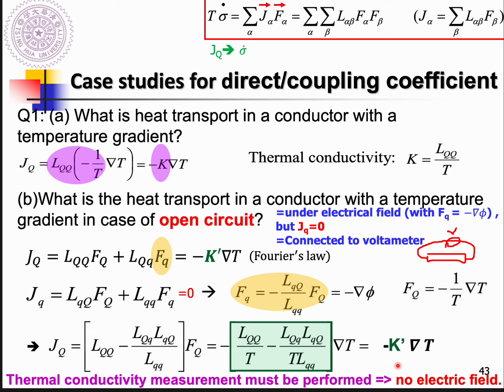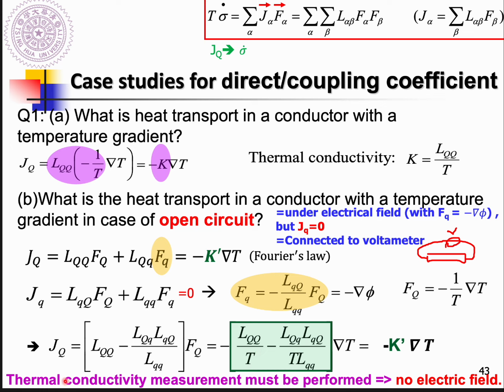But one thing is missing. One important thing that is missing is that the kappa prime, the value you measure, you think that is the thermal conductivity. Actually, it is not. The reason is that the other driving force, the electrical field, exists in this system. So the kappa prime you measure actually is not exactly the kappa of your materials. It is kappa minus an extra term.